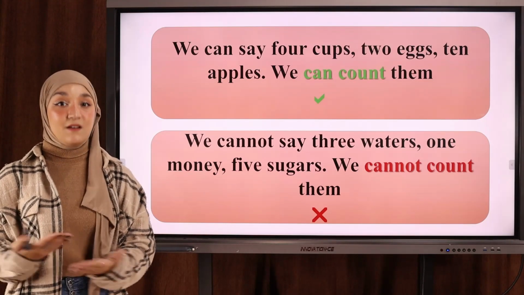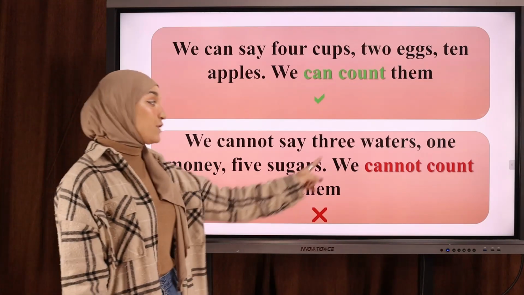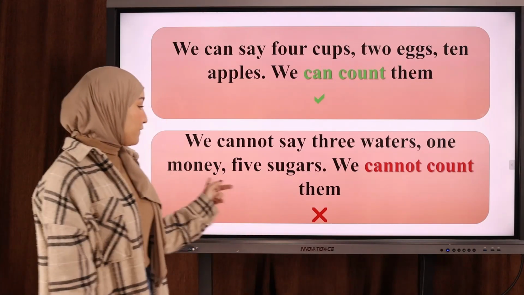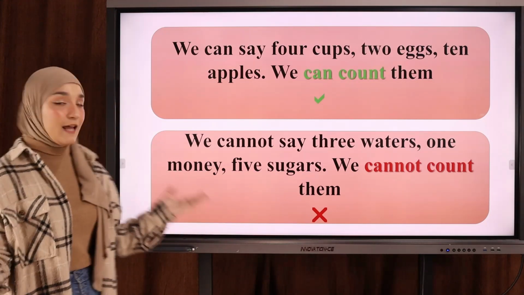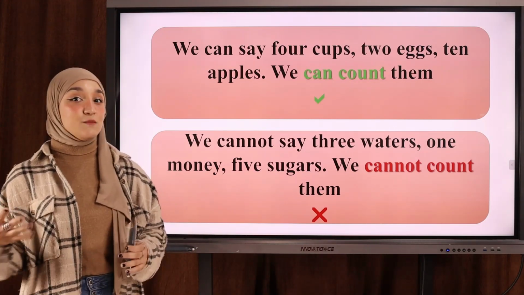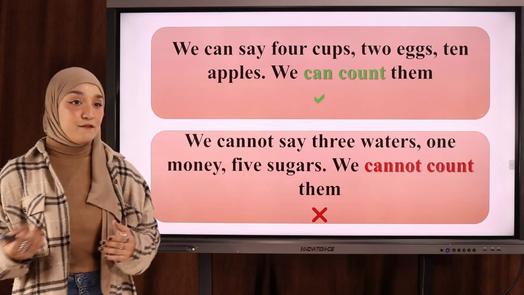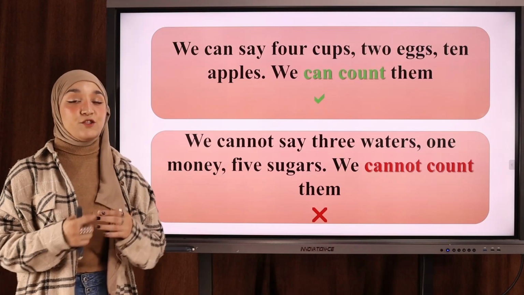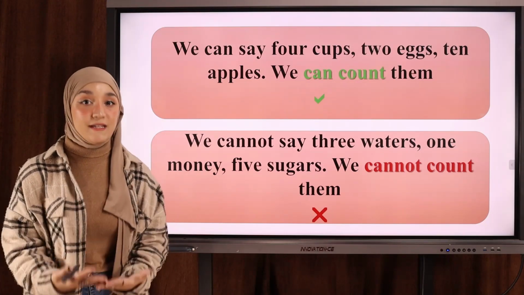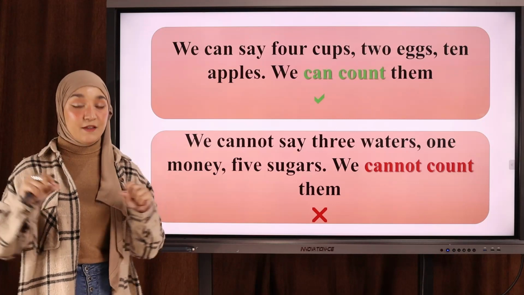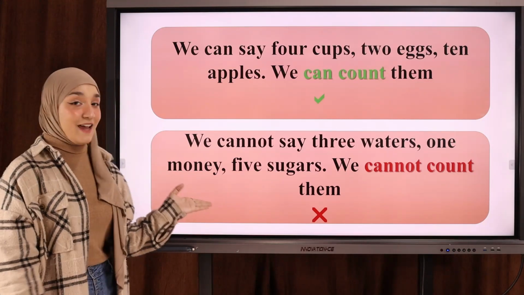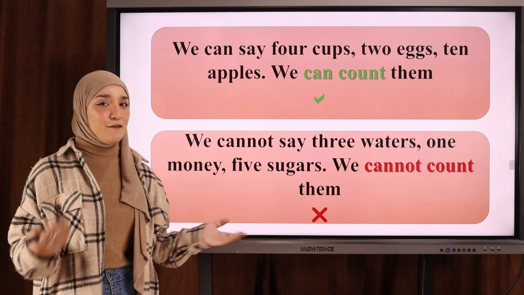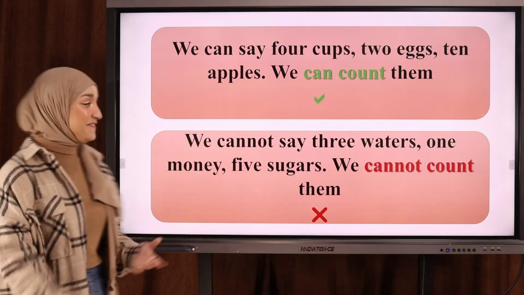We can count those, but we cannot count water. 1 water, 5 water. No. Same thing for money. I can say $5 or 5 pounds. We can count those. We can count the coins or the bills. But I cannot say 2 money. 4 money. No.